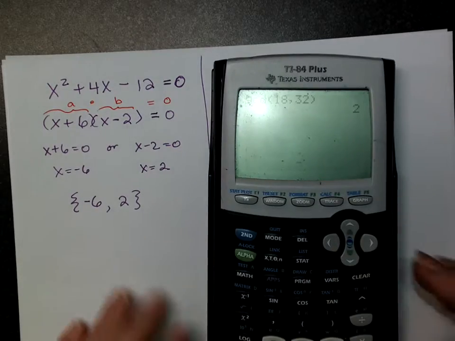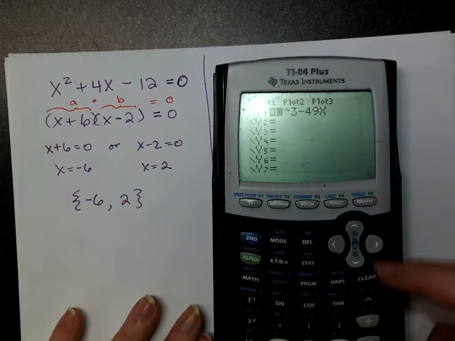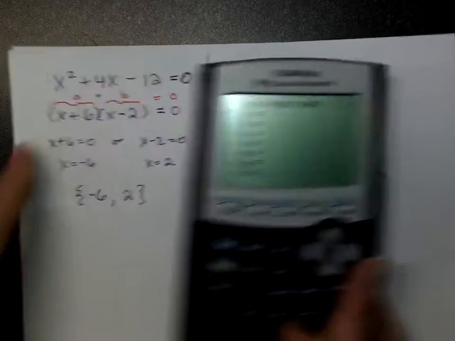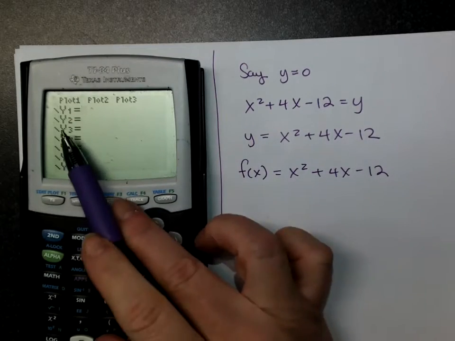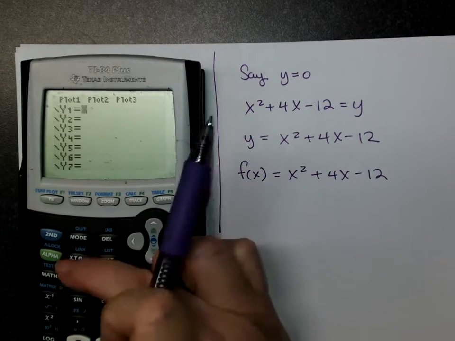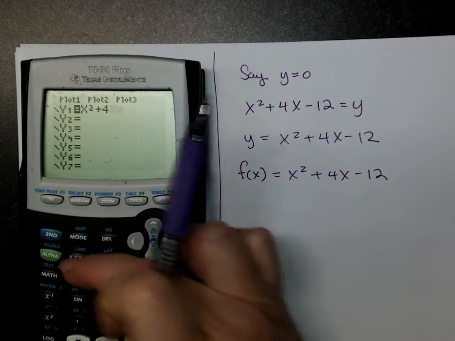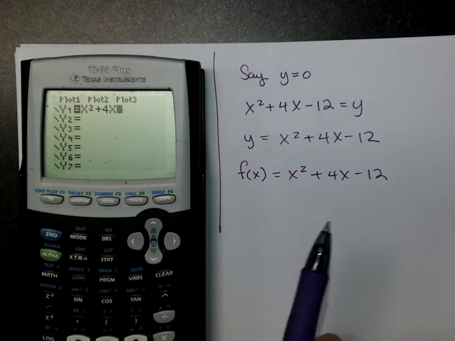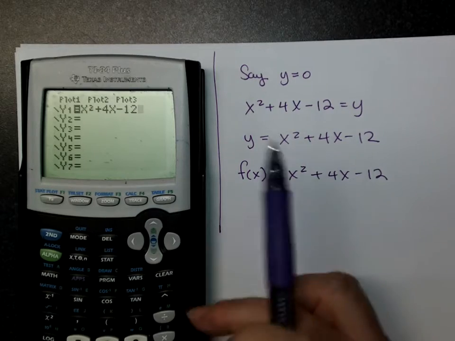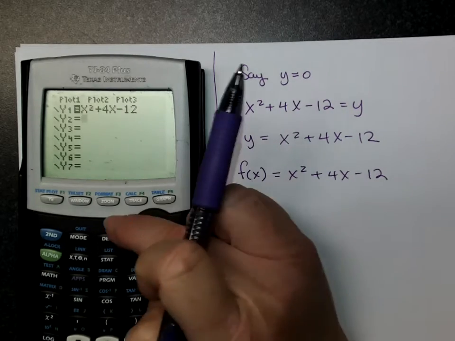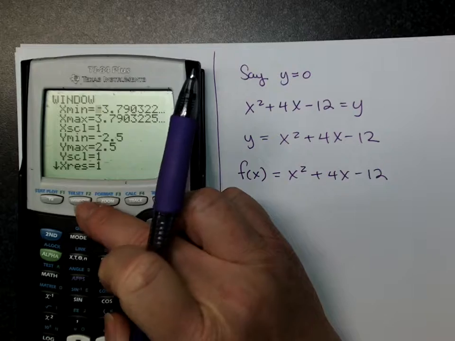Yeah. So let's look at that. Enter the function, the 2 variable function. It's already solved for y. So just enter x squared plus 4x minus 12. Now let me look at my window before I graph it. So my window, I don't have a standard window right now.